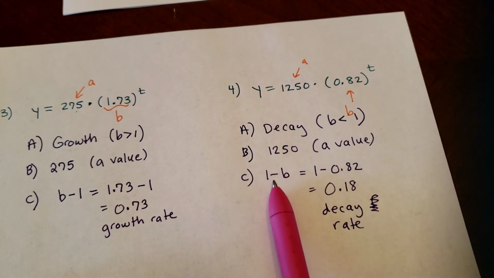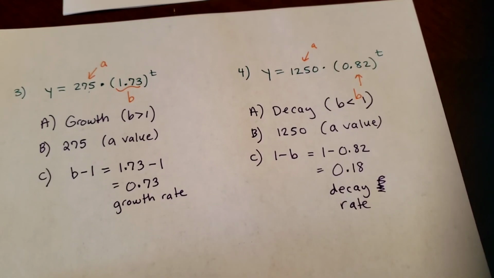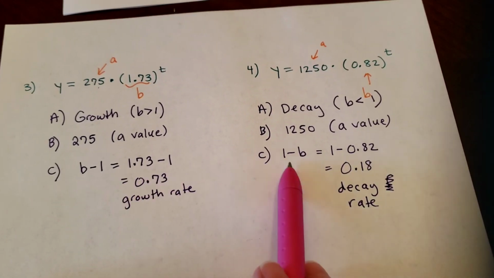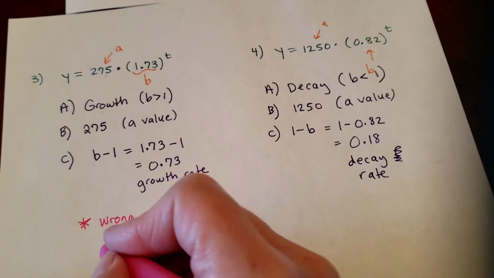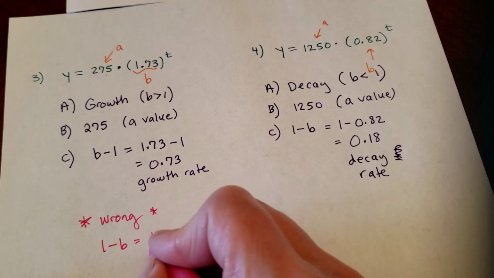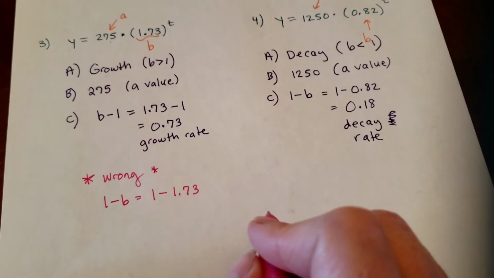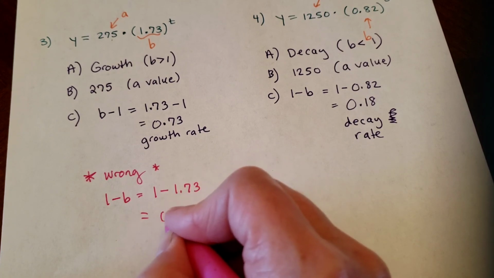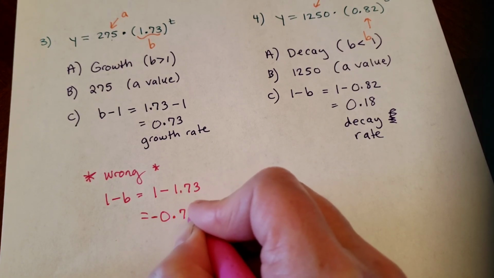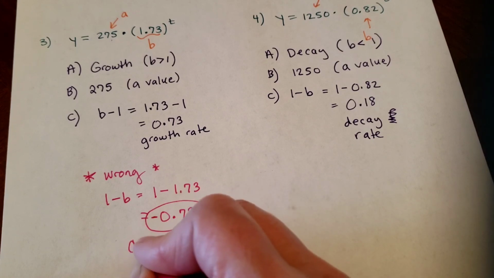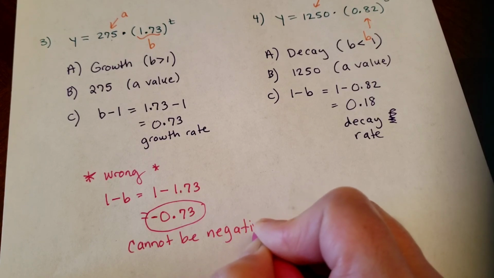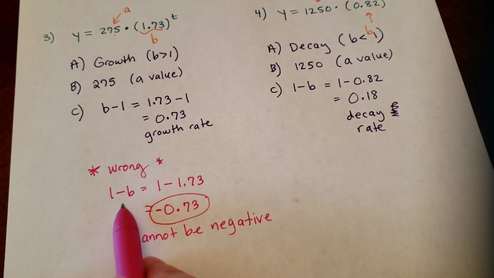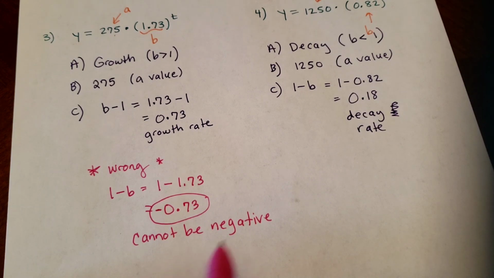One quick thing I just wanted to point out. If you get B minus 1 and 1 minus B mixed up, here's what will happen. Let's say on growth, you did the wrong one, 1 minus B. This is wrong, but let me show you. I do 1 minus 1.73, and when I subtract those, I get a negative number. This cannot be negative, so that's how you know that you did it the wrong way. All you would do is switch it and do B minus 1 instead of 1 minus B.